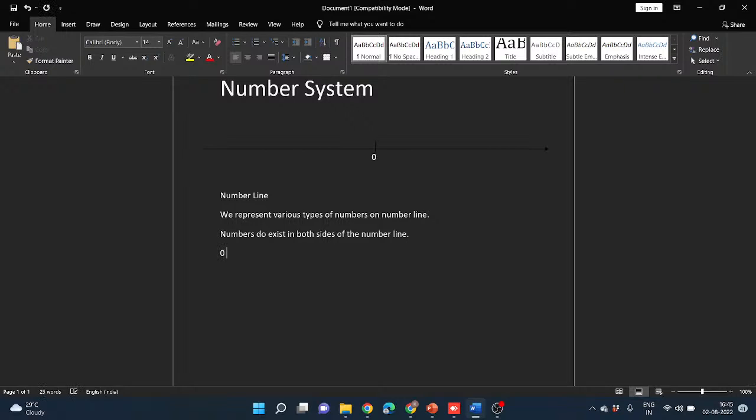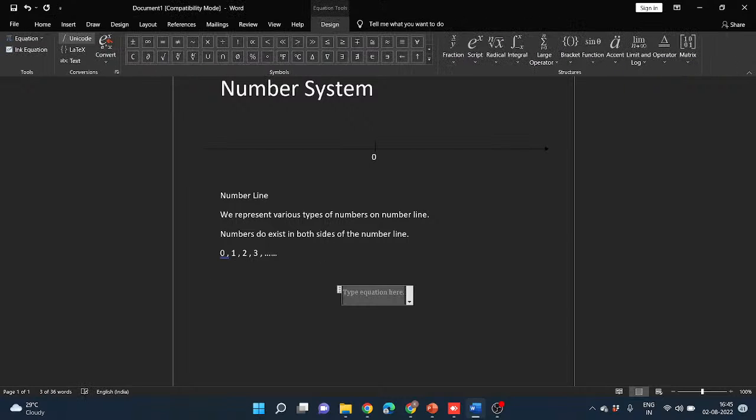0 is included with the natural numbers. So the whole numbers are 0, 1, 2, 3, and so on. After that, there come some rational numbers. Rational numbers are the numbers which are in the form of p by q, where q and p both are integers, but q is not equal to 0.